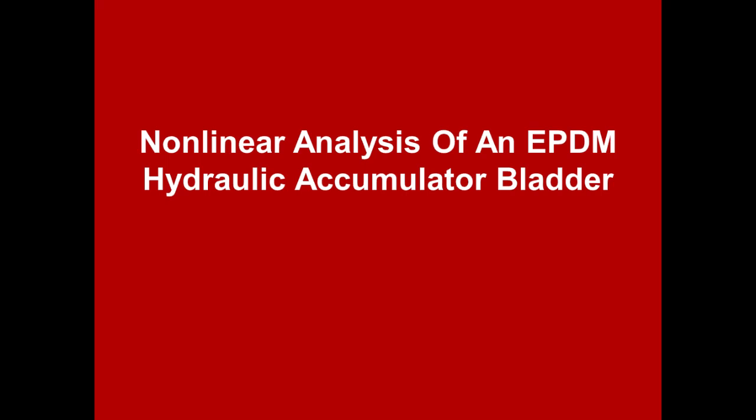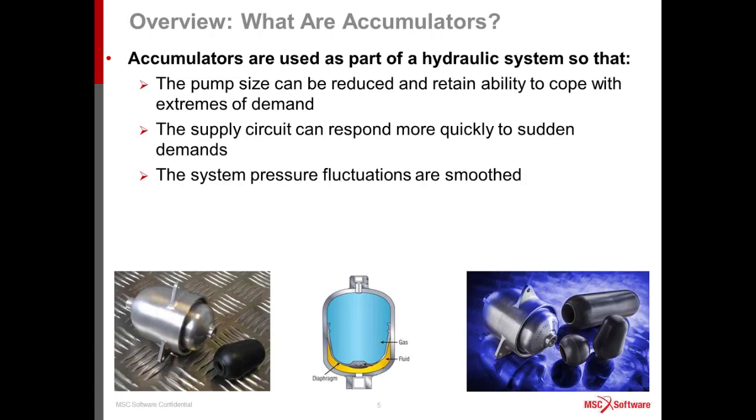So the first topic I'm going to talk about is analysis of a hydraulic accumulator bladder. Accumulator bladders are used in hydraulic systems, so the pump size can be reduced and retain the ability to cope with extremes of demand. The supply circuit can then respond more quickly to sudden changes in demand, which, as you'd understand, in motorsport could be very important, and the system pressure fluctuations are smoothed and damped. The hydraulic side can be fluid, hydraulic, or water.